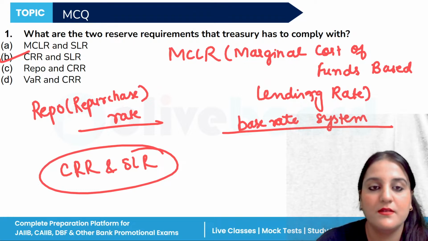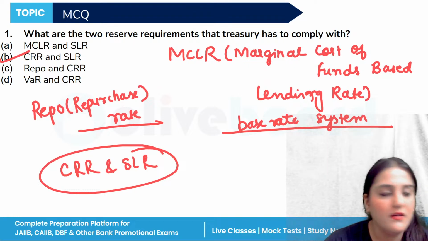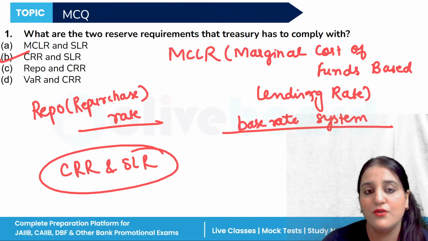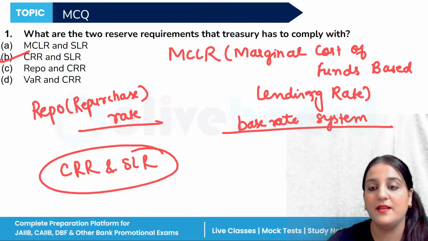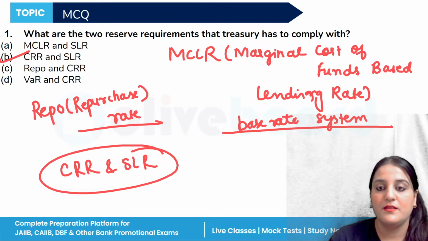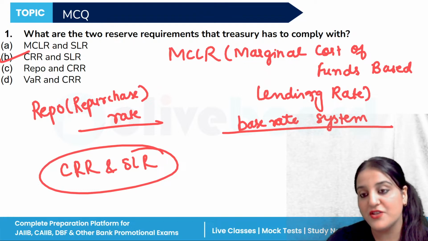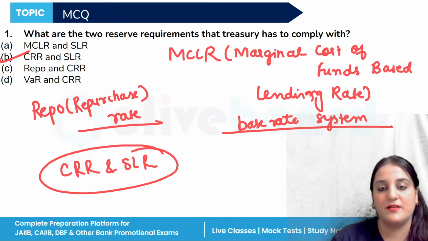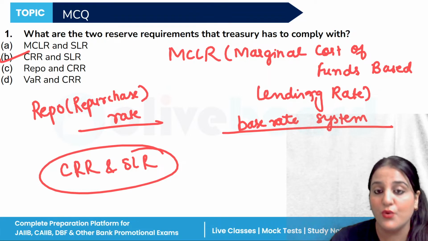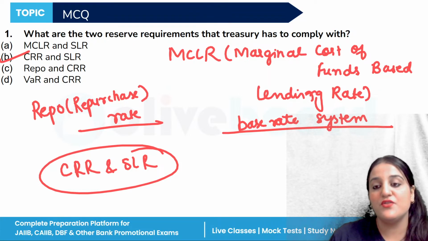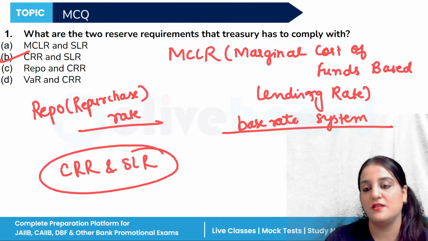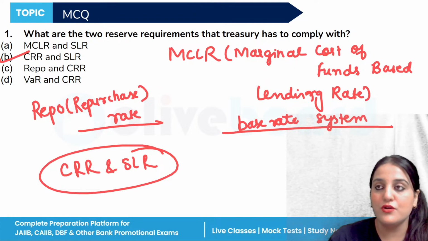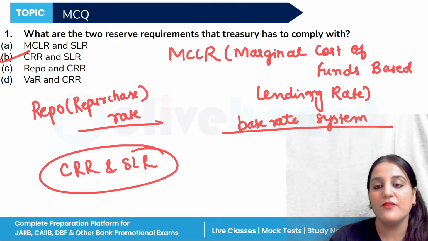The answer is CRR and SLR, not MCLR and SLR. The answer is cash reserve ratio and statutory liquidity ratio, because these are the key reserve requirements which are used to control the liquidity in the economy, and they also help in ensuring the financial health of the banks.